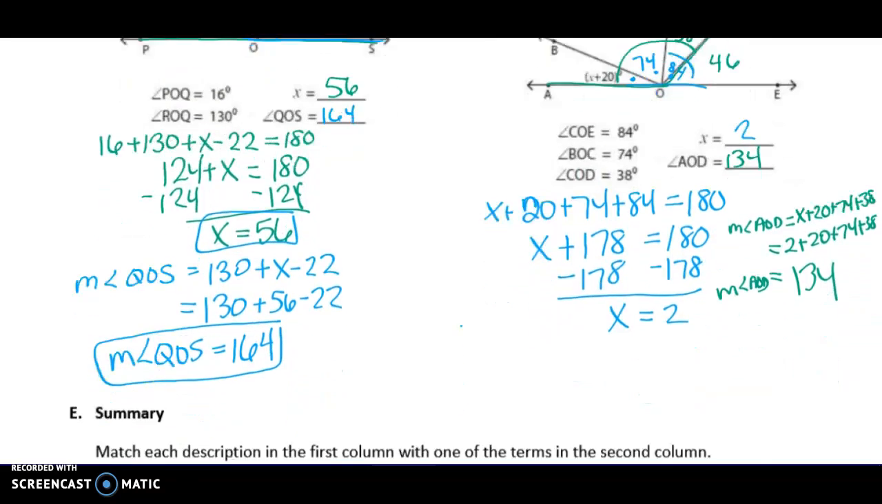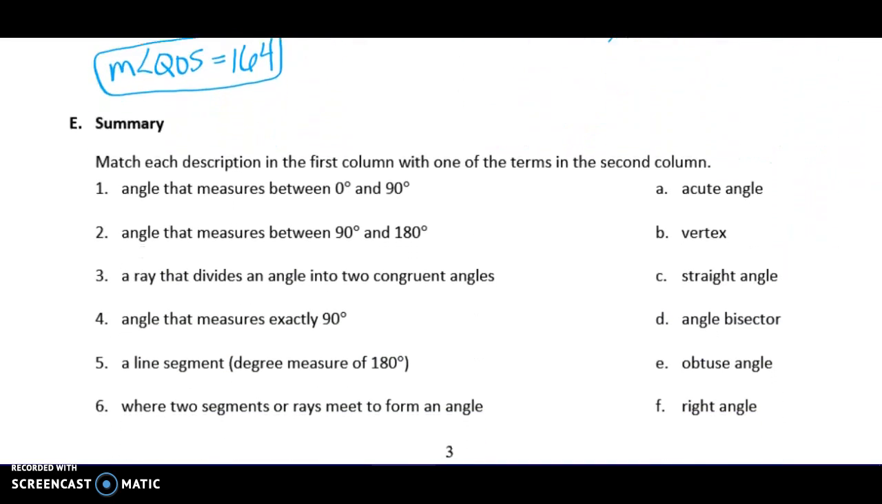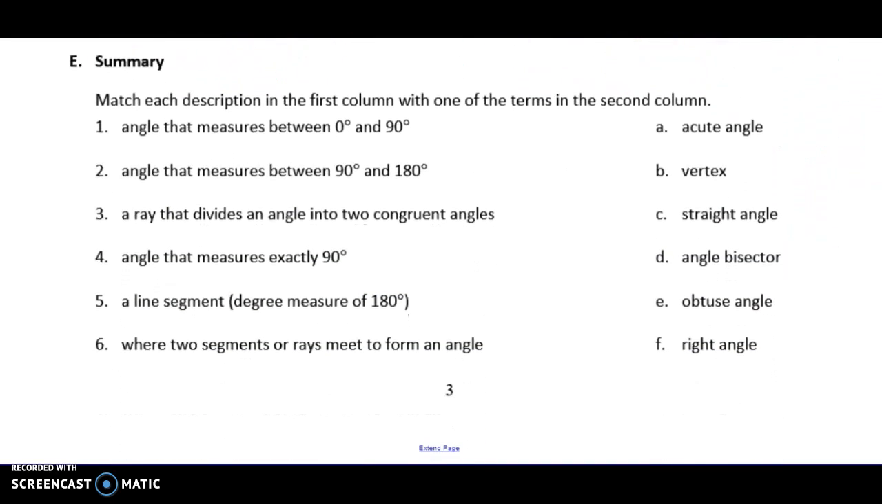Alright, last part, our summary. Match each description in the first column with one of the terms in the second column. So an angle that measures between 0 and 90 degrees. So that's choice A. Angle between 90 and 180. That's obtuse. Choice E. A ray that divides an angle into two congruent angles. That's our angle bisector. Choice D.